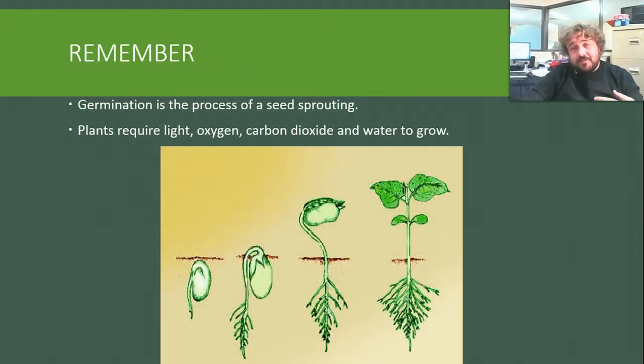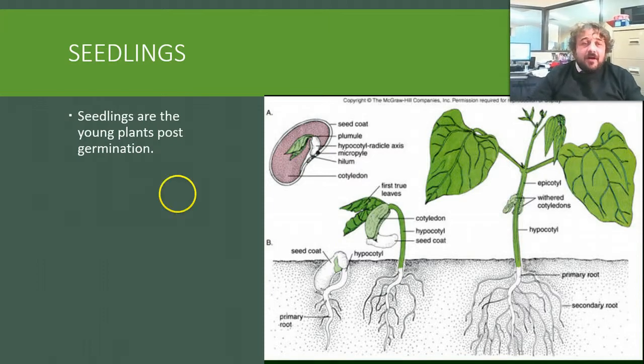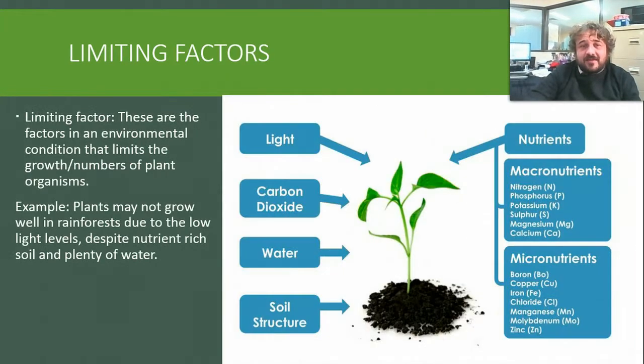So remember, germination is the process of a seed sprouting, and plants require oxygen, water, carbon dioxide, and light to grow. Alright, so seedling. These are the different parts of a seedling over here. This is a primary seedling, this is a secondary seedling. This is what it starts as. Beyond this, we sort of stop calling it a seedling. A seedling is a young plant post-germination.